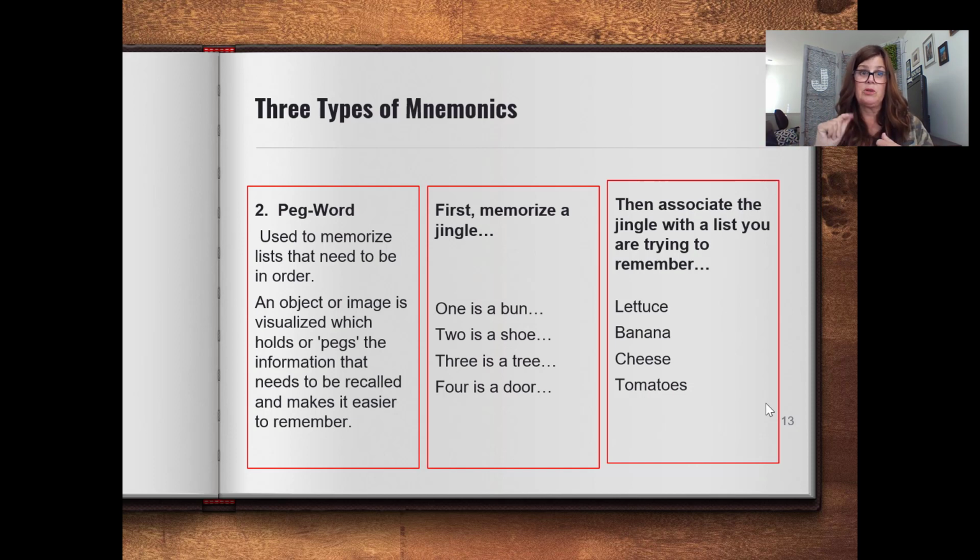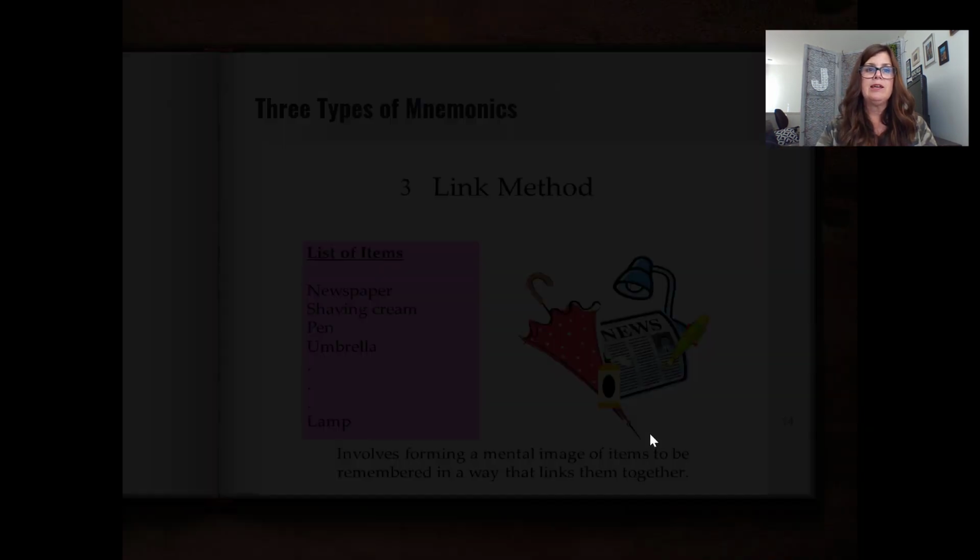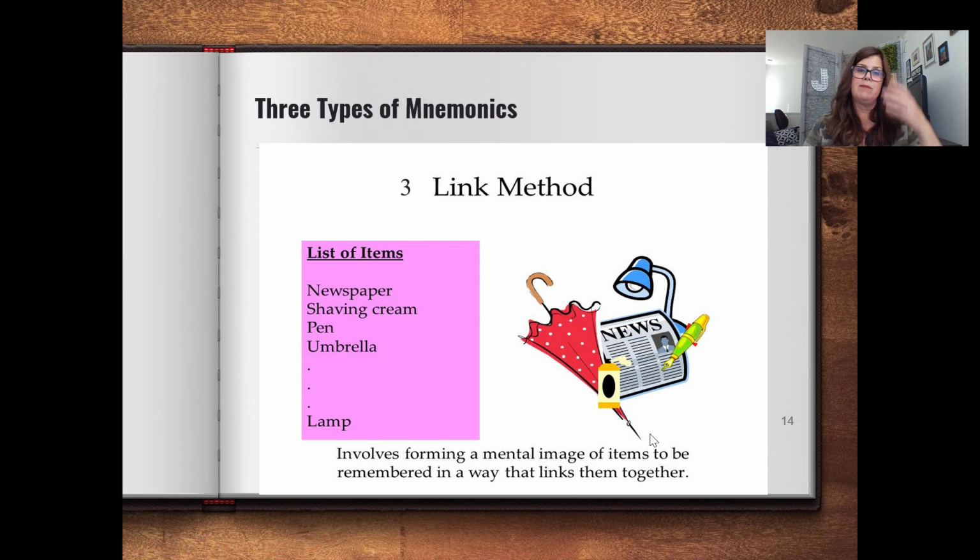So method of loci was the first one. Peg word is the second one. The third type of mnemonic is what's called the link method. And really the link method just involves forming some type of mental image in your mind of the particular items you need to remember and come up with some way that links them all together. So you see this list of items here: newspapers, shaving cream, pen, umbrella, and a lamp. And somehow in your mind you make a mental image that connects all of those items together. That's the link method.